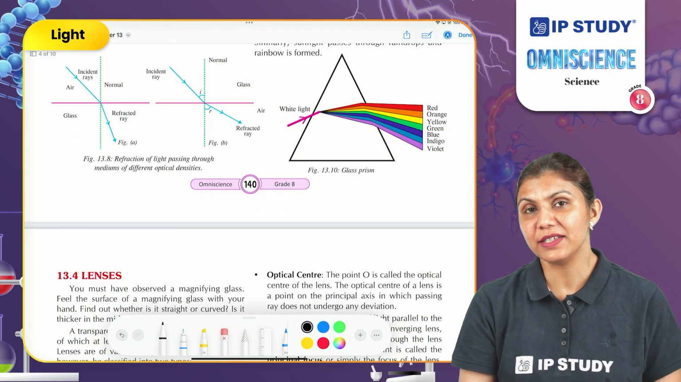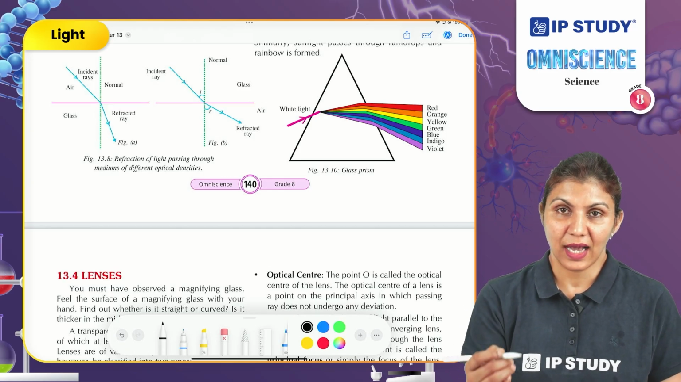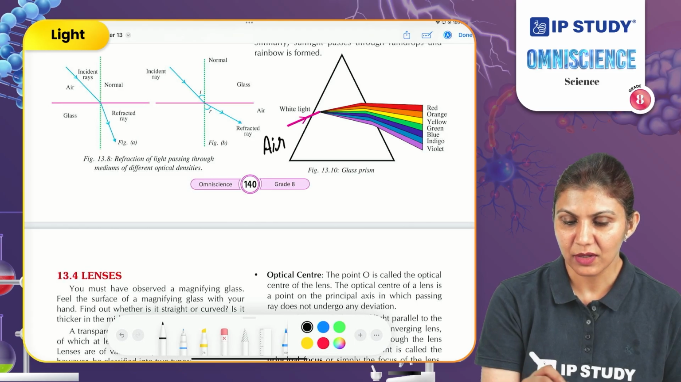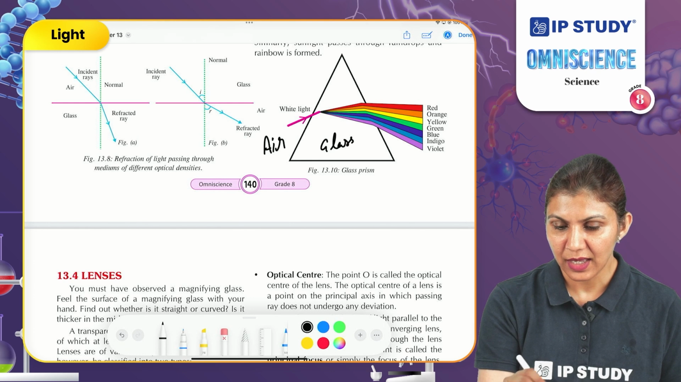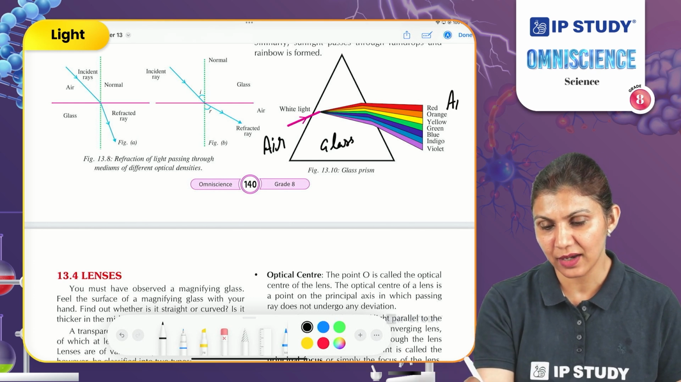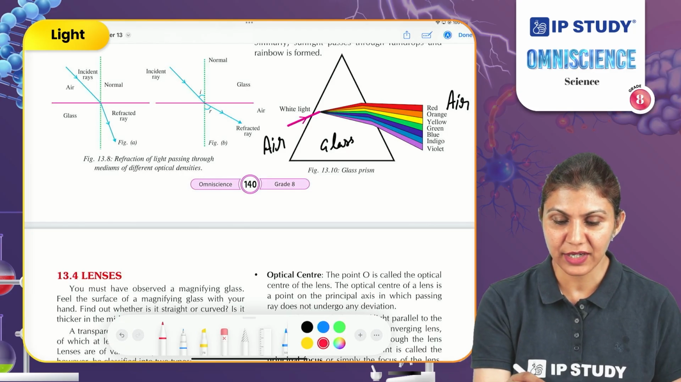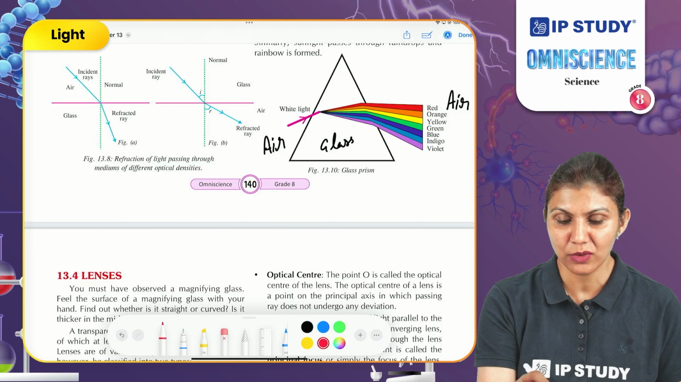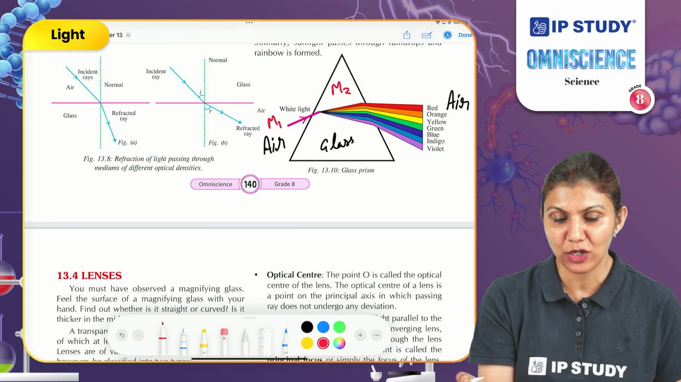What happens when a light ray is passed through a prism? A prism is a piece of glass, and first of all the light ray is coming from air and it is entering glass, and then again it is coming out into air. So refraction is happening two times here. First of all, the light ray is entering from the lesser, or we can say rarer medium, medium 1, to medium 2, which is denser. So it will slow down, it will bend towards the normal.